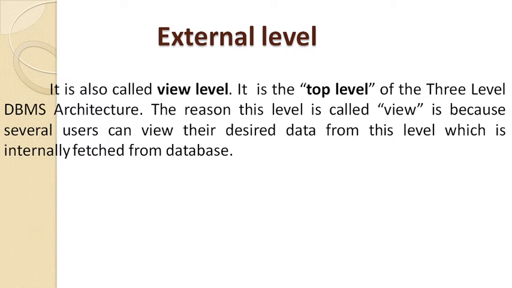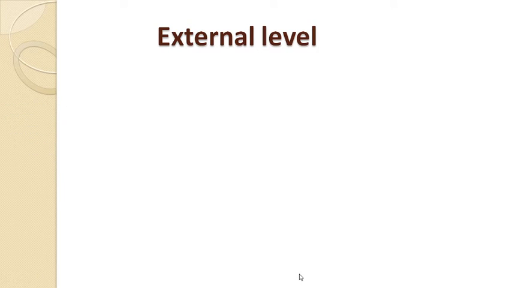External level is also called as the view level. It is the top level of the three-level DBMS architecture. The reason this level is called as view is because several users can use the desired data from this level, which is internally fetched from the database.